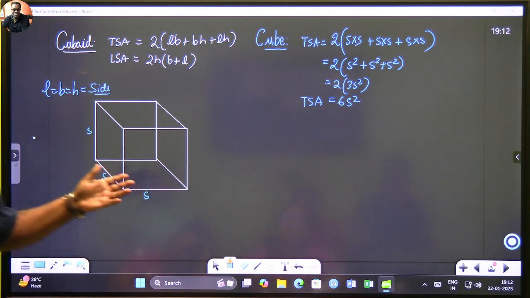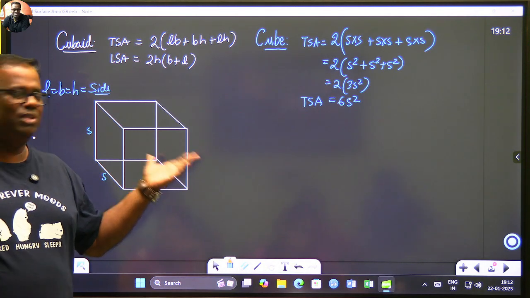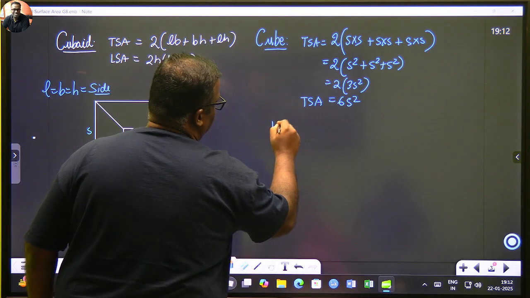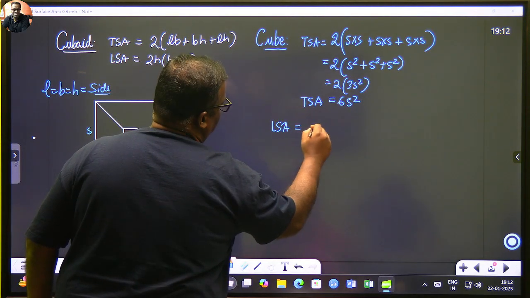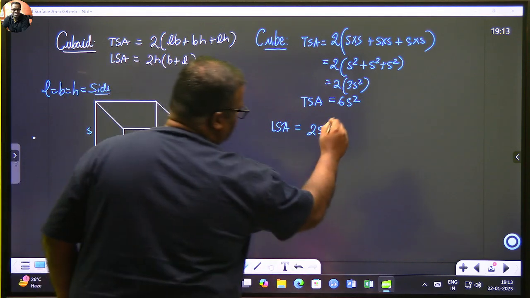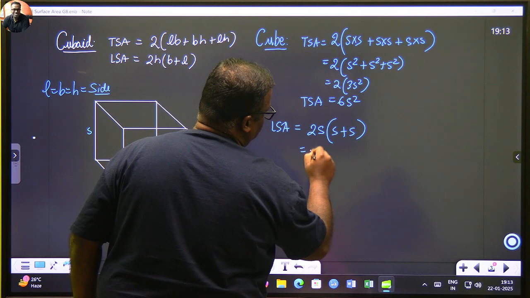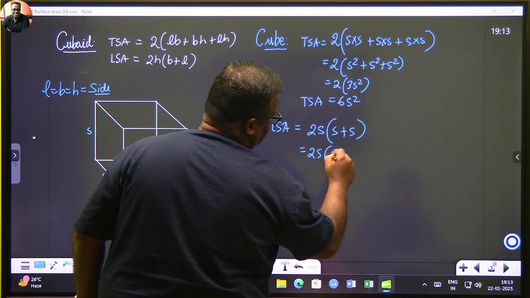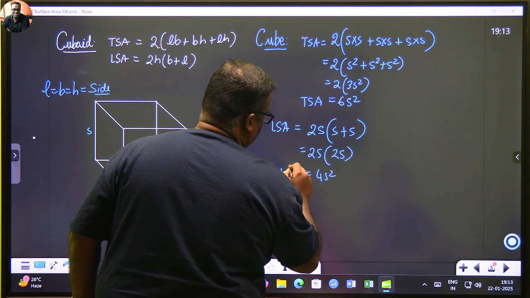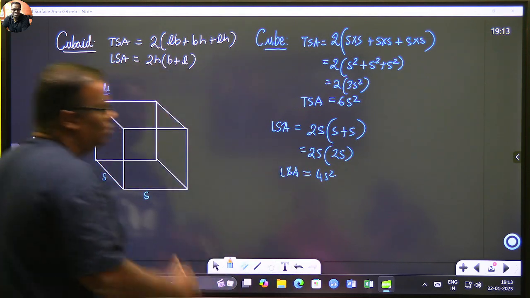People do not remember what is the lateral surface area of a cube. If you did not remember, you can yourself deduce. How much should be the lateral surface area? The lateral surface area should be 2 times, instead of h, I'll write s. Instead of b, I'll write s. Instead of l, I'll write s. So it becomes 2 times s plus s plus s, which is another 2s. It gives me 4s square. Have you understood? Very good. 4s square.